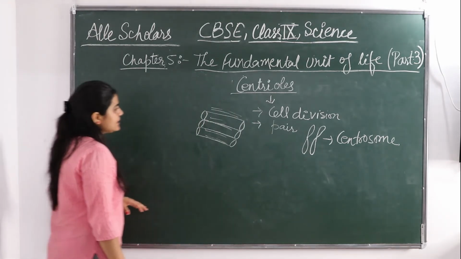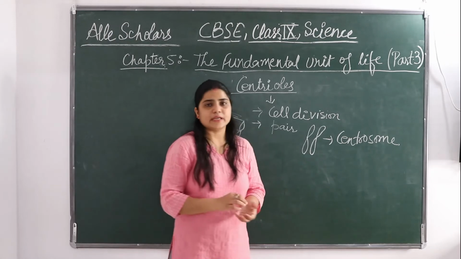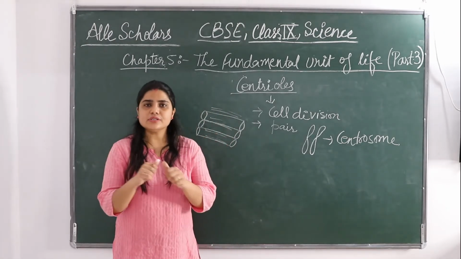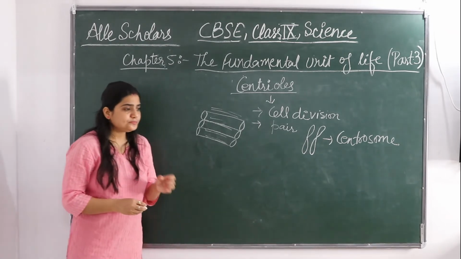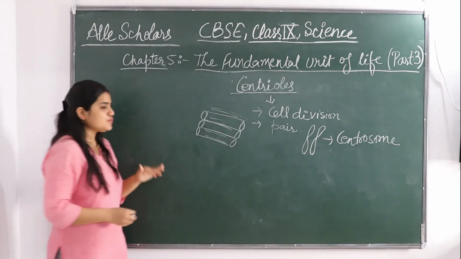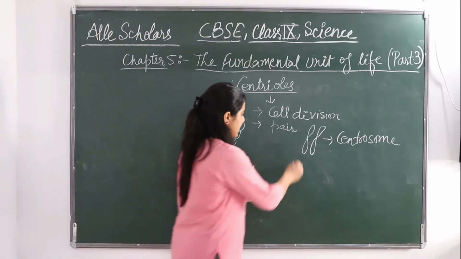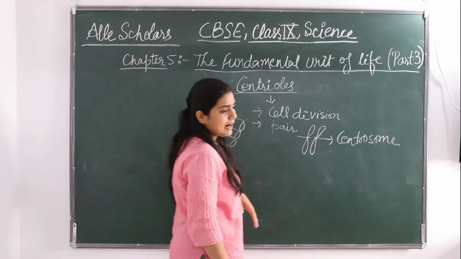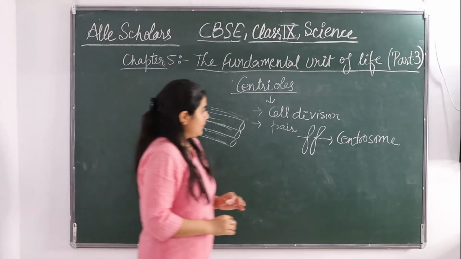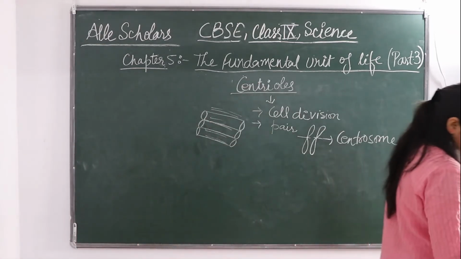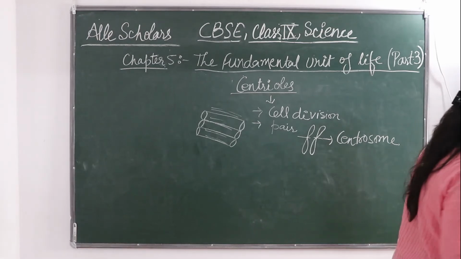So what happens when cell division takes place? These centrioles also divide. They divide into two parts, and each part moves to the opposite side of the cell. So this was about the centriole.